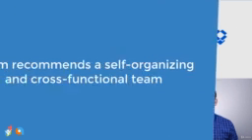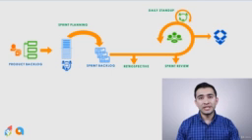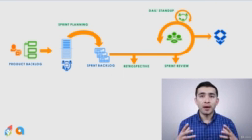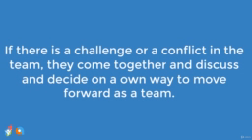Scrum highly recommends a self-organizing and cross-functional team. That means if a team is going to take on some work, the team members should have the skill sets to be able to develop a solution for that work. If there is a conflict or something that the team doesn't know what to do, Scrum recommends that the team discuss among each other and come to a conclusion as a team.